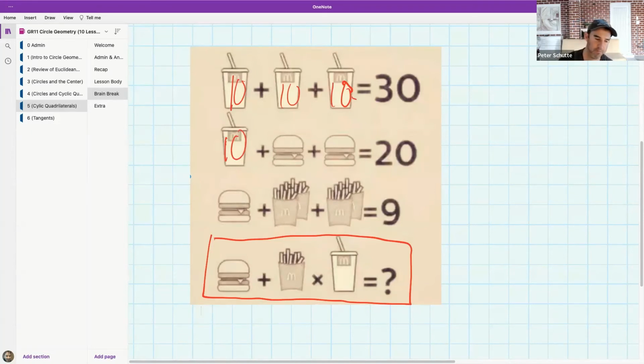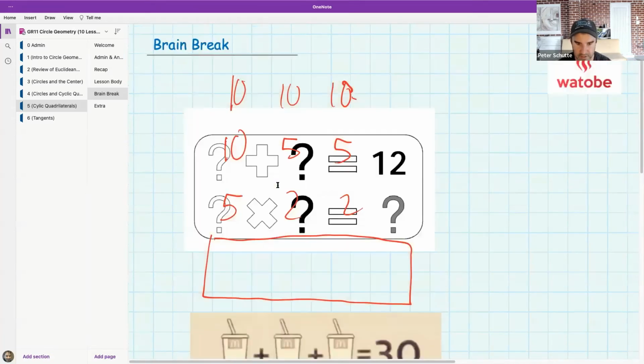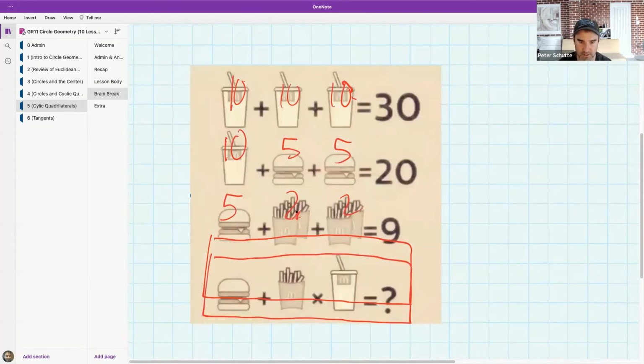Answers are coming through. Let's see. If we have 10, now if we know plus a hamburger is 20, and each of the hamburgers have to be 5. That makes sense to me. And then if this is 5, I see what you mean, Mazanya. So part of me wants to go plus 2, but in fact, what have I done now? Oh, I've made it angry, guys. Okay.